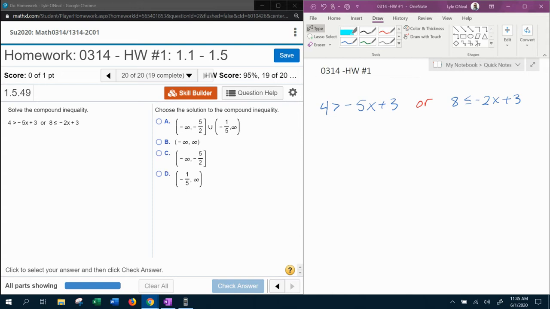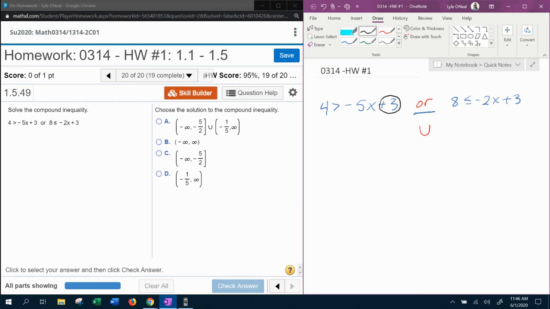So notice that I have written the word or in red, and I did that for a reason. That's because the word or means union. And so when I get done solving each one of these inequalities, I'm going to have to unite them. I'm going to have to combine them into one solution set. So let's get started. I need to solve for x.